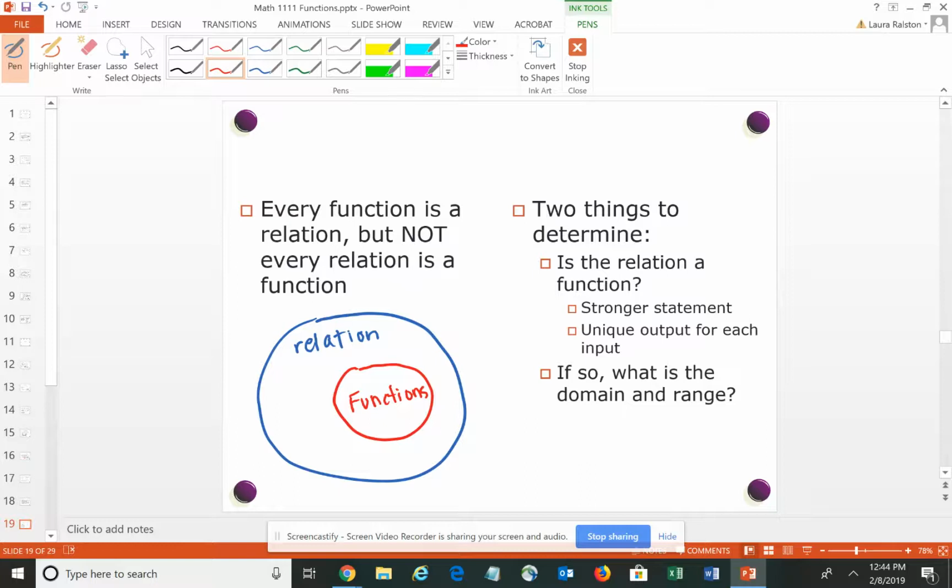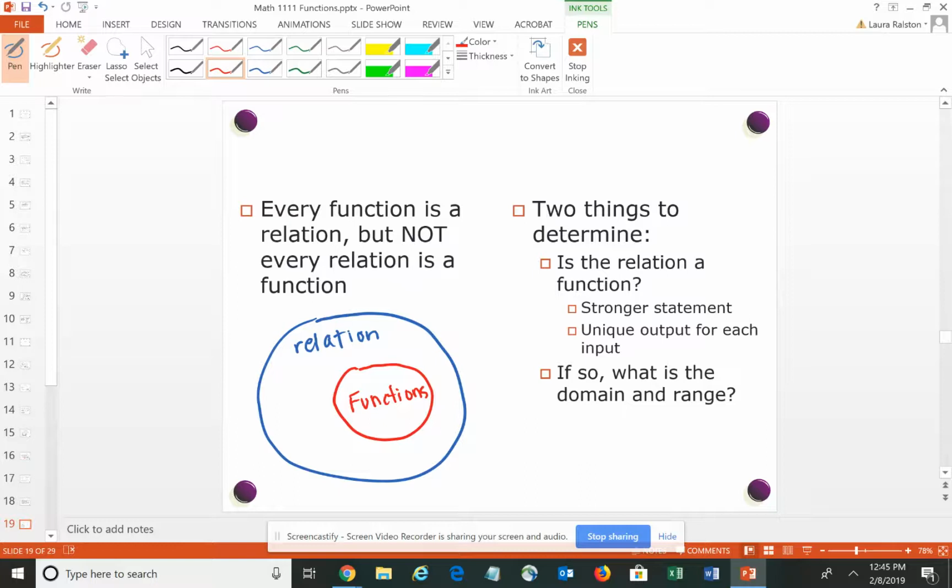And so as you begin looking at these problems, one of the first questions you have to decide is, does your relation represent a function? And ultimately, you're either going to say, yes, it does, or no, it doesn't. Now, why do you want to do that? Well, if we're able to determine that we have a function, that's a stronger statement, and that guarantees a unique output for each input.